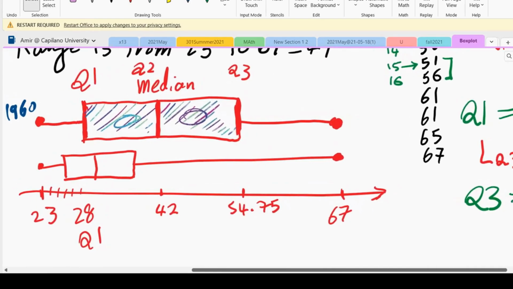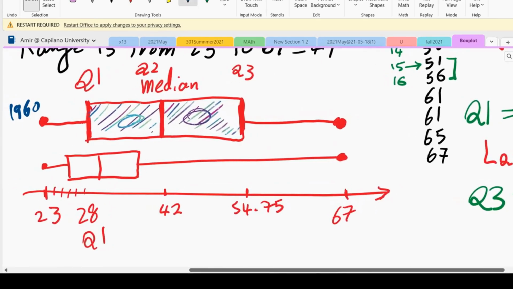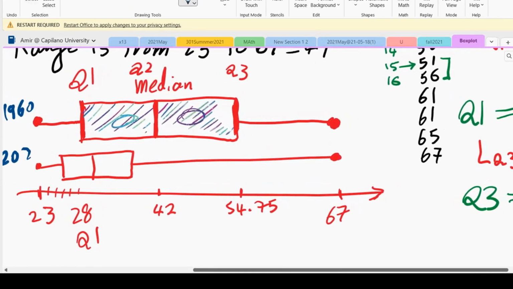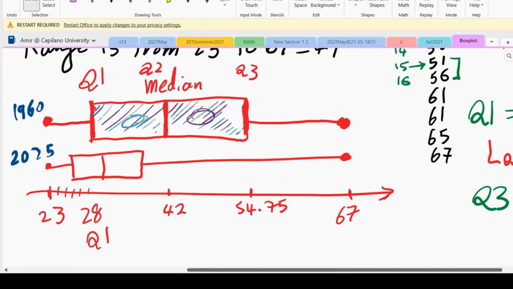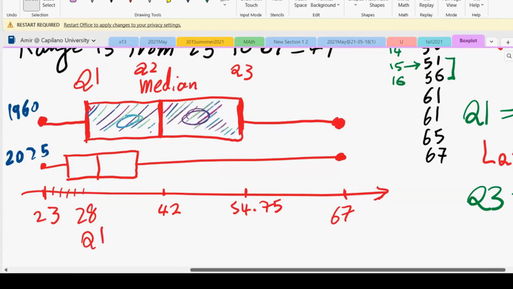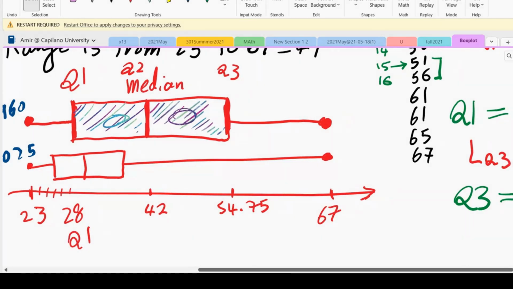to 2025? That is 1960, the second one is 2025. What has happened? Well, the 2025, it's shifted left. Okay, what do you mean by it shifted left? The box chart. Yeah, but the box has a specific meaning. So what has happened to the median income of people? It's decreased. Decreased.